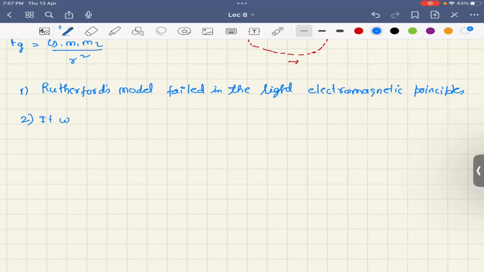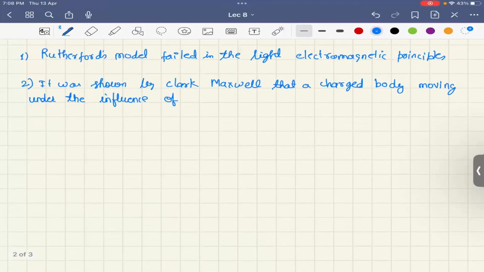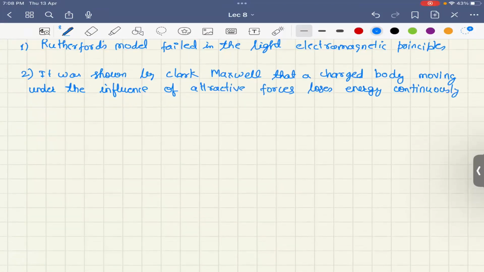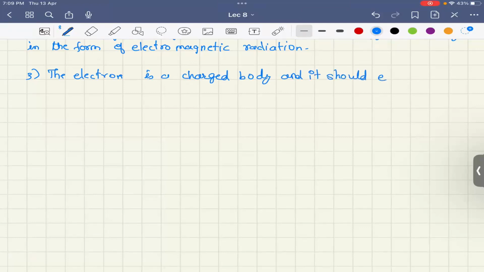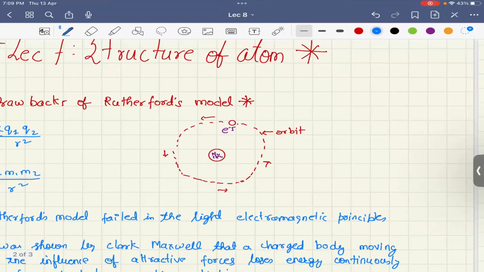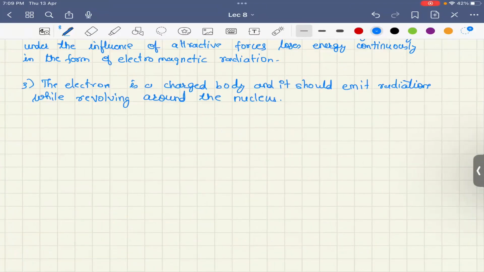So what we can write, it was shown by Clerk Maxwell that a charged body moving under the influence of attractive forces loses energy continuously in the form of electromagnetic radiation. Thus, what we can conclude from this is, the electron is a charged body and it should emit radiations while revolving around the nucleus. As a result of this, the electron should collide onto the nucleus, right? So I will show you the picture.